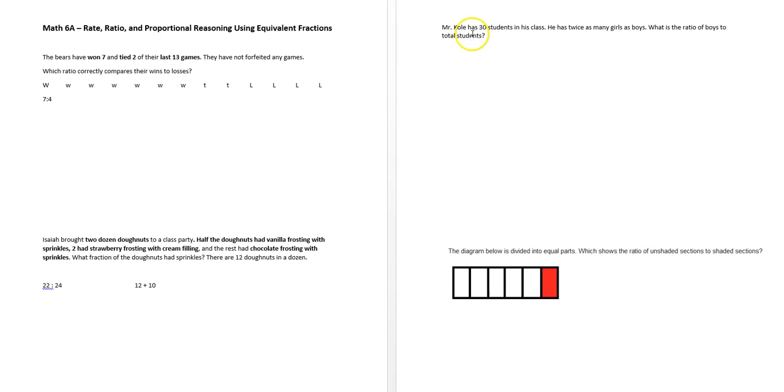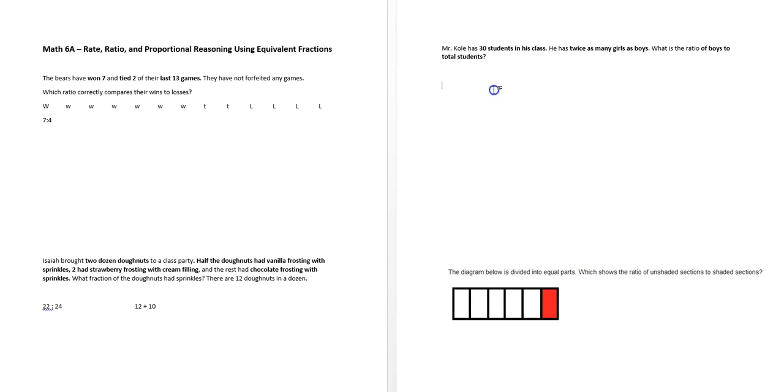Let's look at this problem. Mr. Cole had 30 students in his class. He has twice as many girls as boys. And what we want here is the ratio of boys to total students. Now, my guess is a great number of students who read this will get this far. They'll say, Mr. Cole has 30 students in his class. He has twice as many girls as boys. What's the ratio? And they would say, well, the ratio is 2 to 1, 2 girls for every boy. But that's not the question here. The question is, what's the ratio of boys to total students?